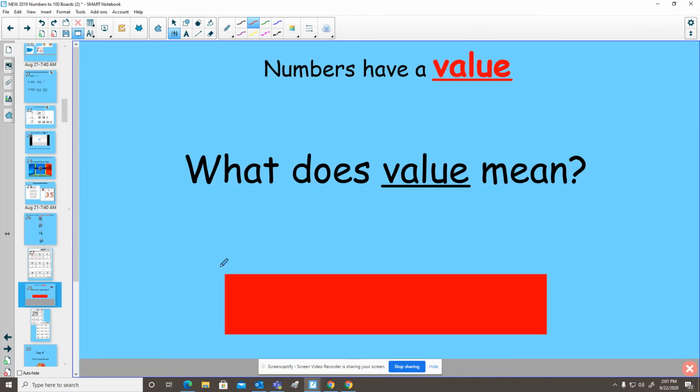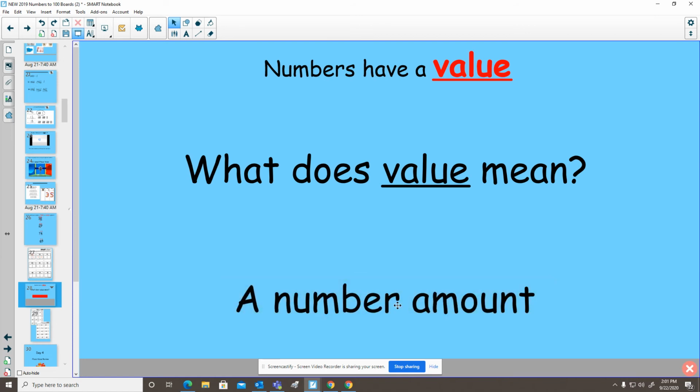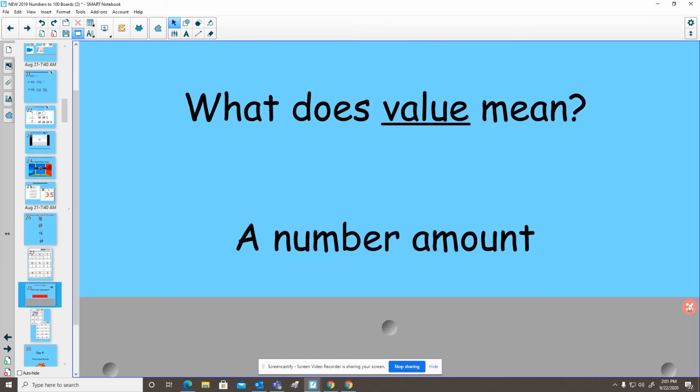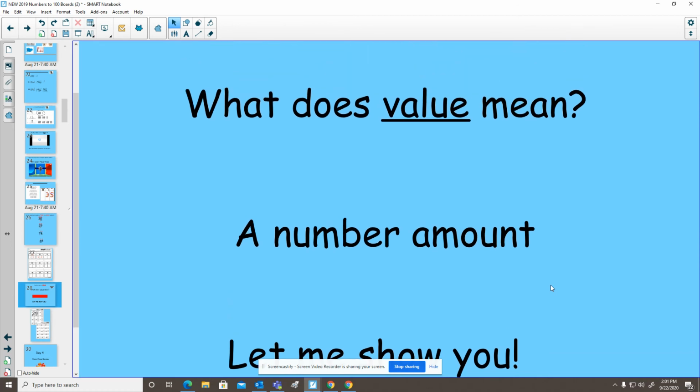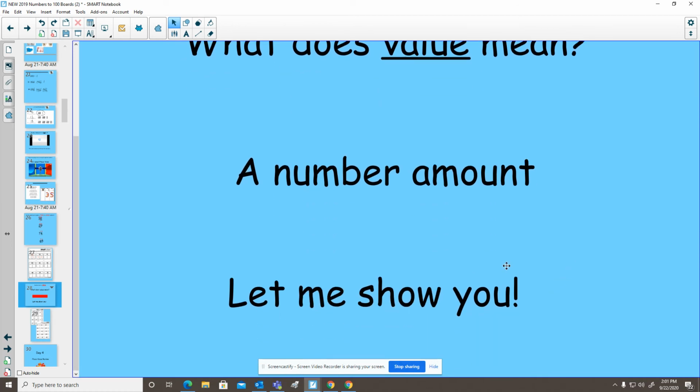Next, we're going to talk about value. So, what does value mean? All the numbers have value. What does value mean? It means a number amount. So, how much the number is worth. Let me show you.